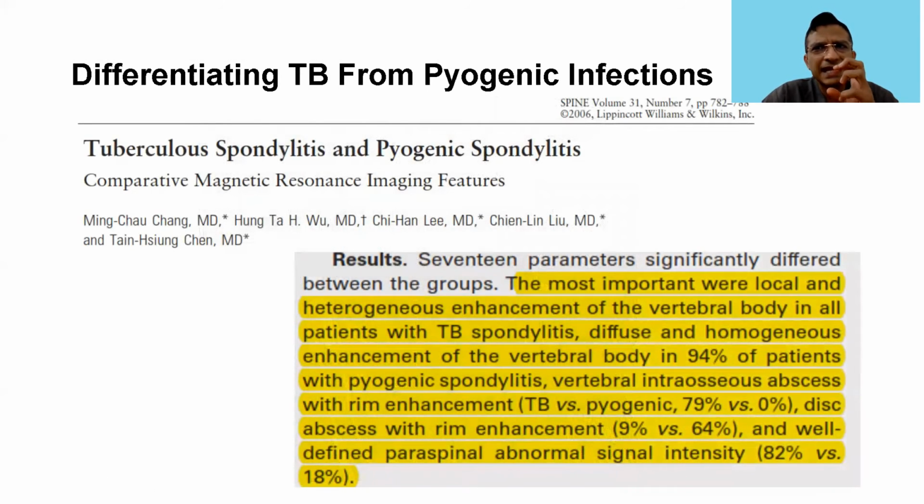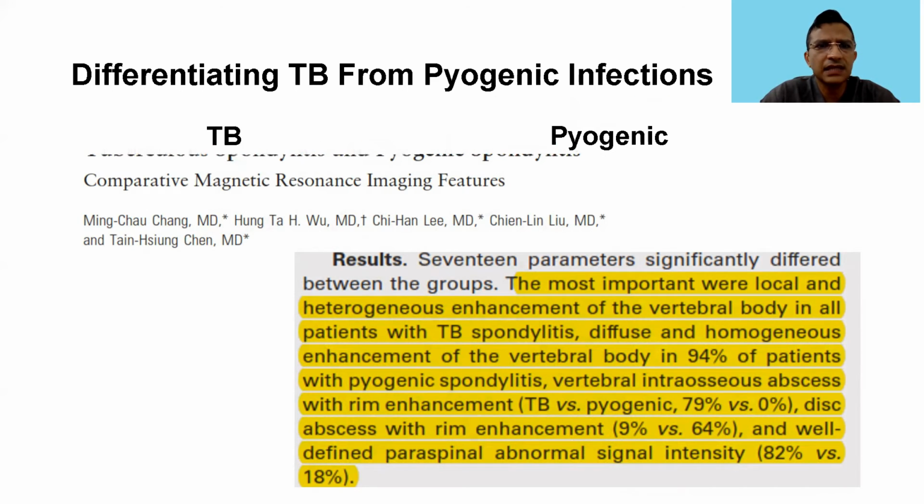There are also certain telltale signs which will differentiate tuberculosis from pyogenic infection on MRI. Here is a wonderful literature for that, and just a synopsis of this literature.